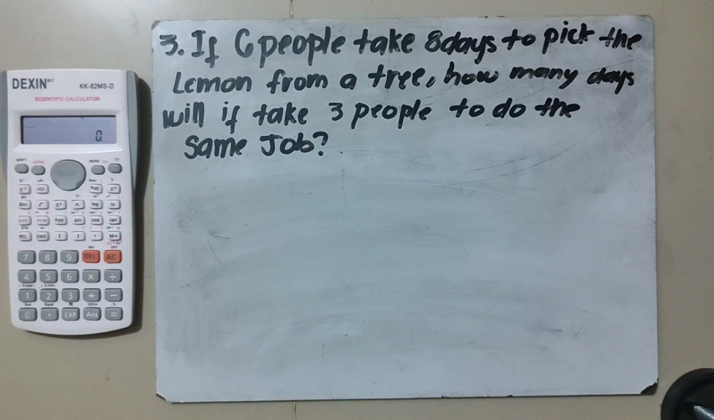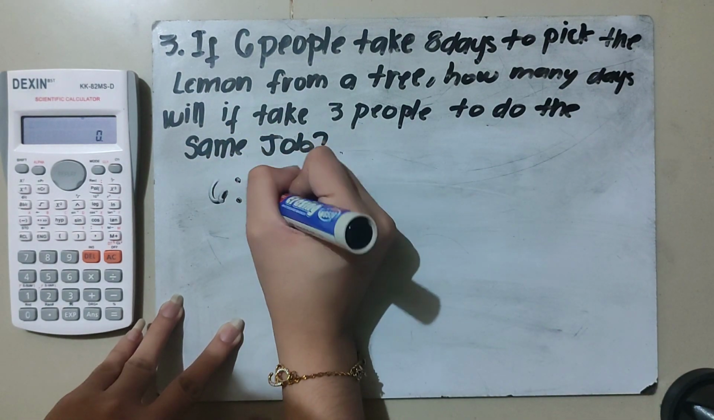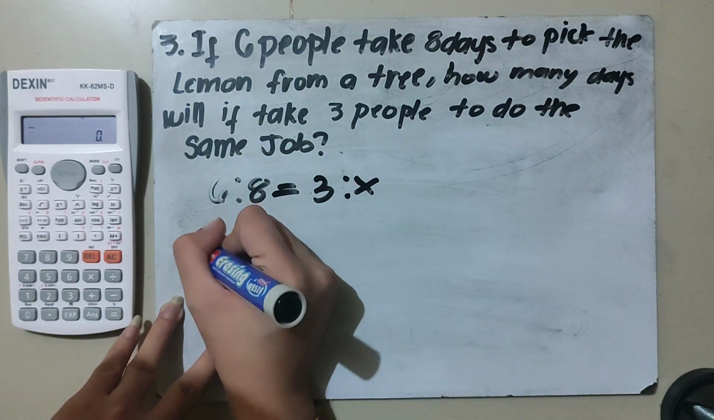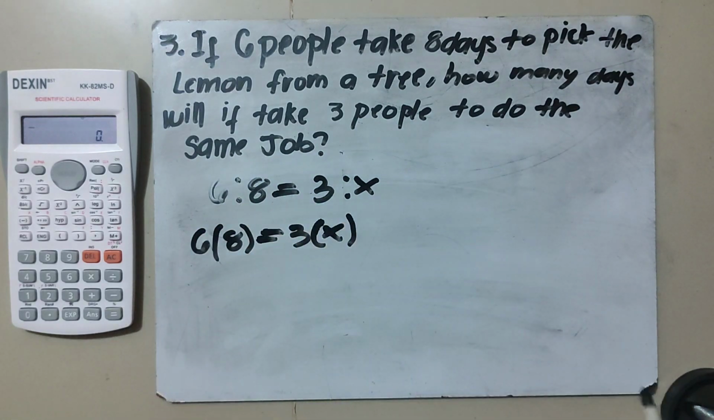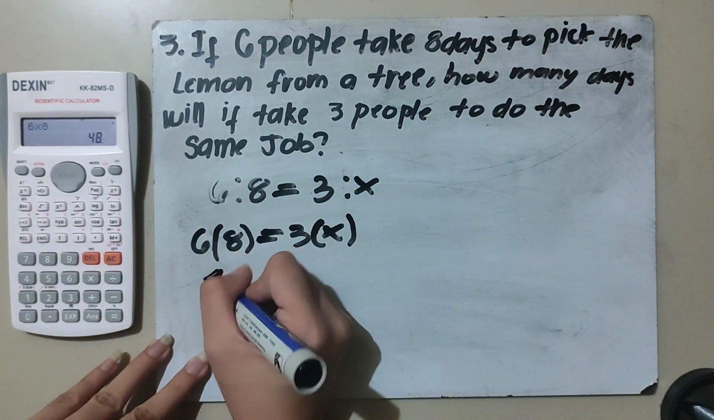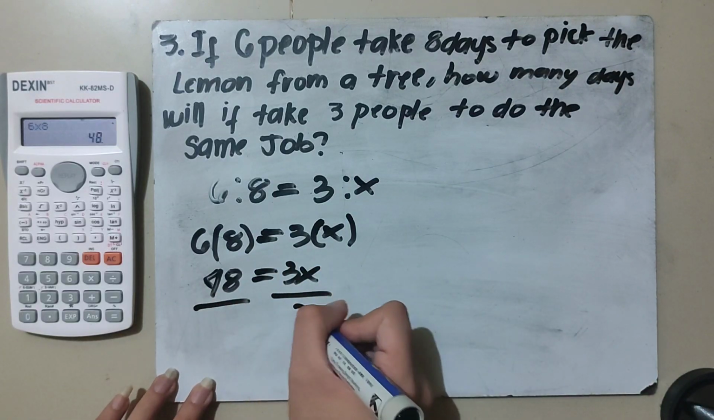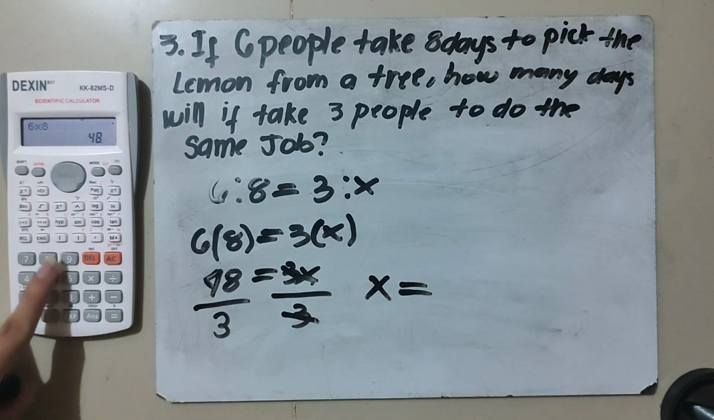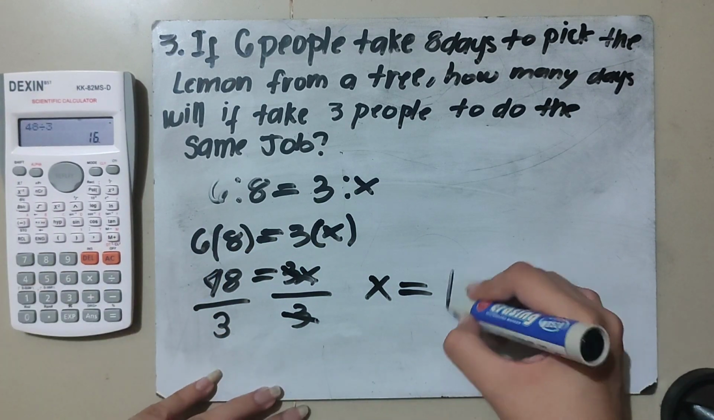Let's move to our last problem in direct proportion. Sabi dito, ilang days daw yung makukuha ng tatlong people to do the same job, which is yung pagkuha ng lemon from the tree. Parang ganun lang din sa problem number 1 and 2. Lagay mo lang yung given, then pag-multiply yung magkatabi, then times it, then divide yung katabi ni x sa both side, then divide it. So we have x equals 16.